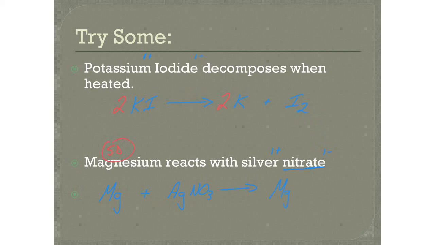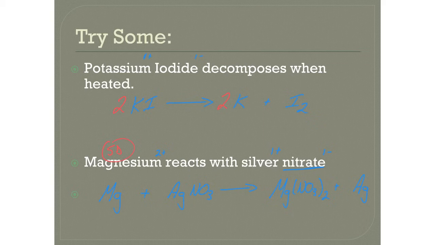nitrate. Now magnesium has a charge of 2 positive. So when I cross that over, I'm going to need to have 2 of those nitrate groups. And remember, following our rules from before, I'm going to write brackets around that nitrate to show that I have 2 of those. And in a single displacement, silver gets kicked out by itself. So there is my chemical reaction.